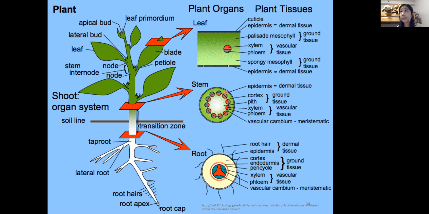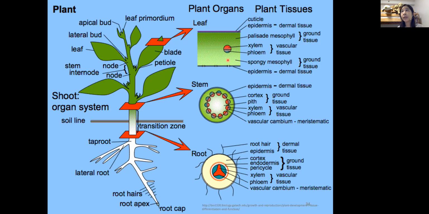For the stem, you have cortex and pith as ground tissues. They just give support for the growing plants. For the root, you can also have cortex, endodermis, and pericycle. We will learn more about the structure of the root later in the structural part.